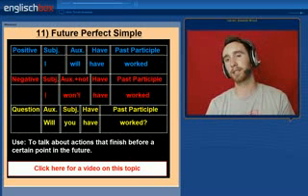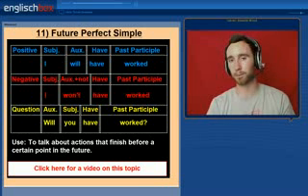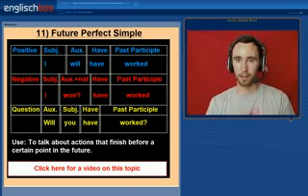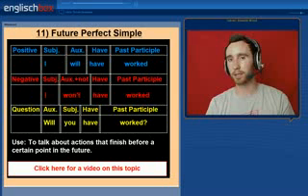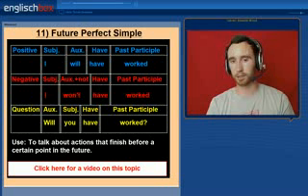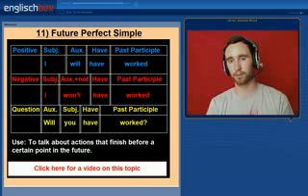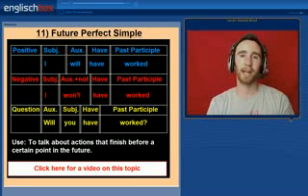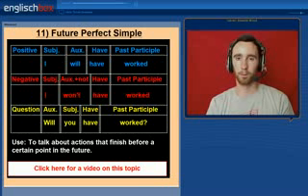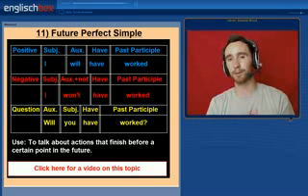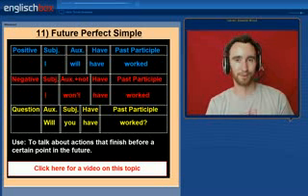This is used to talk about actions that finished before a certain point in the future. So, for example, I will have worked in positive, the subject, auxiliary, have, and the past participle. In negative, I won't have worked. And the question, will you have worked? So I will have worked for 8 hours by the time it's time to finish work, for example.